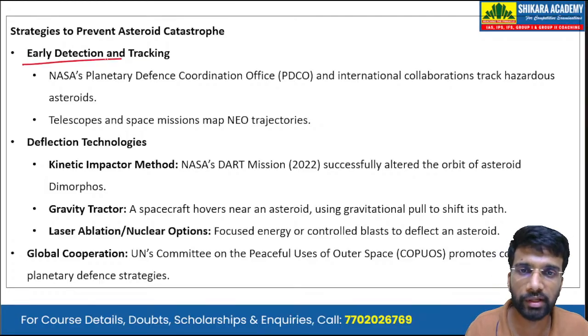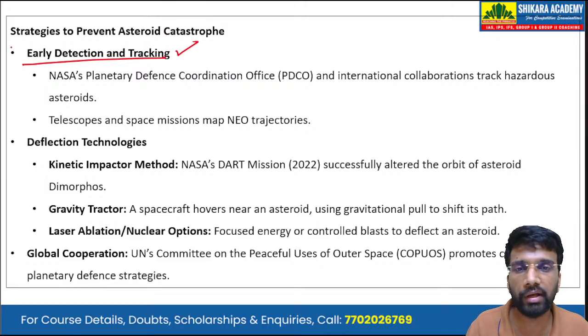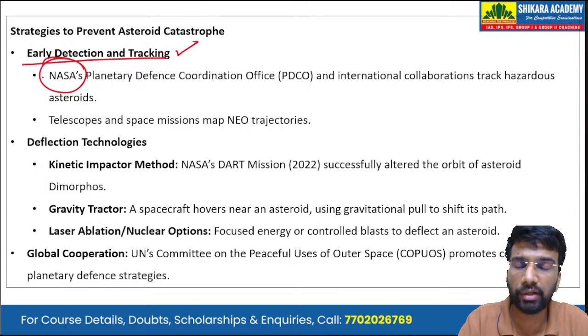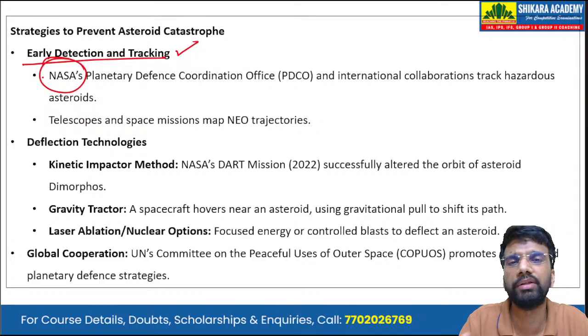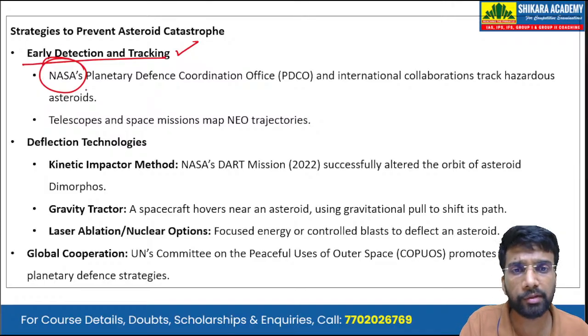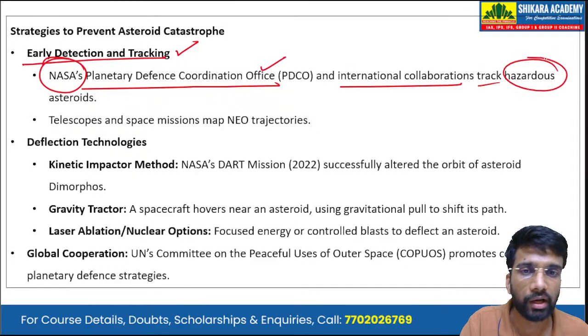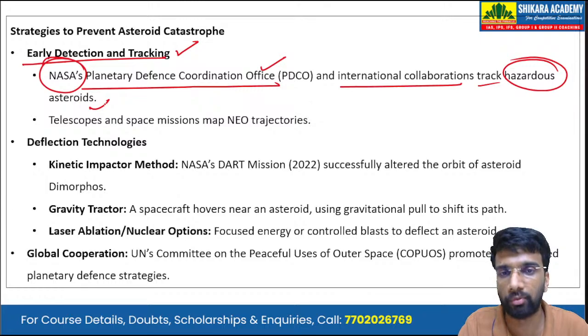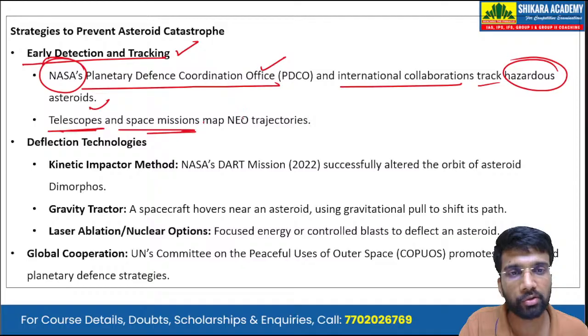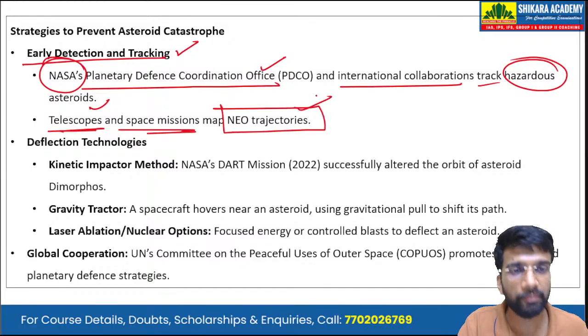catastrophe? So first is the early detection and tracking. As we have seen, NASA and the other space bodies around the Earth are detecting and tracking these near Earth objects. NASA's Planetary Defense Coordination Office and international collaboration track hazardous asteroids or near Earth objects. Then there are telescopes and space missions to map the NEO trajectories, because we have to track the trajectories of these near Earth objects.